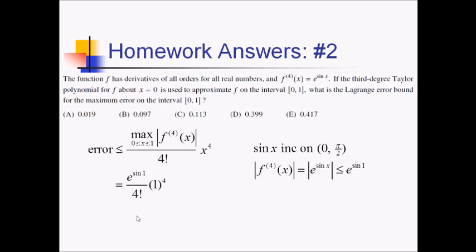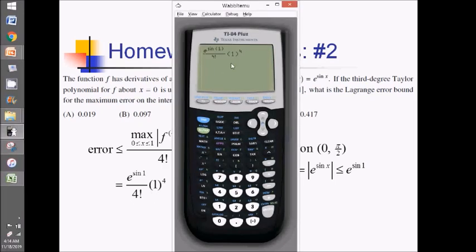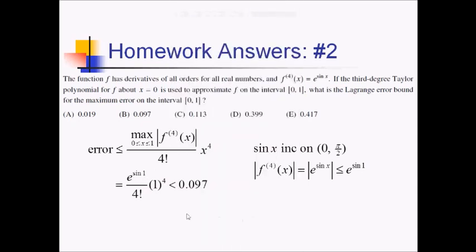We need the calculator now. So plugging all this in, I'm going to use fancy fraction here. We've got e to the sine of 1 over 4 factorial. You didn't really need to write 1 to the 4th, but whatever. Press enter, and we want to write something that this is actually less than, so 0.097 would be the correct 3-decimal upper bound on this one, and that's going to be choice B.